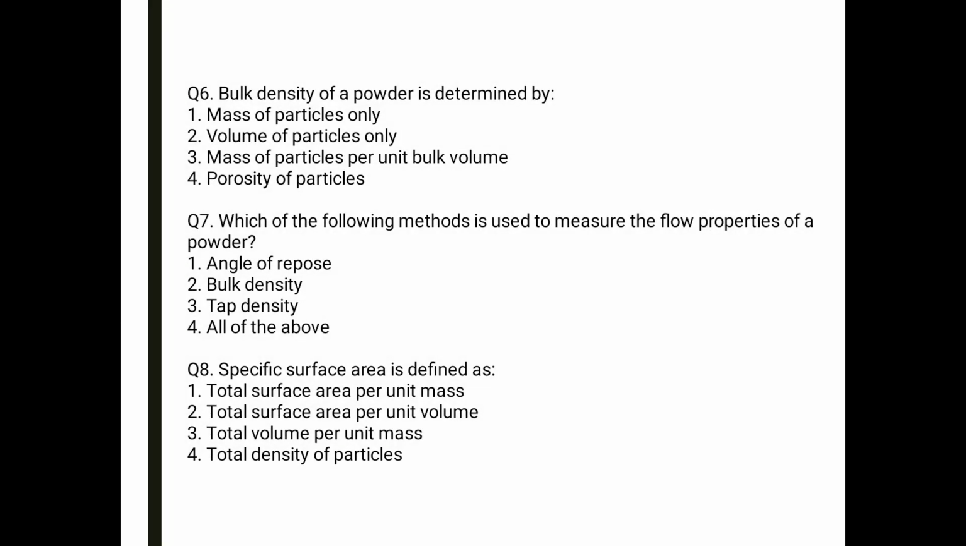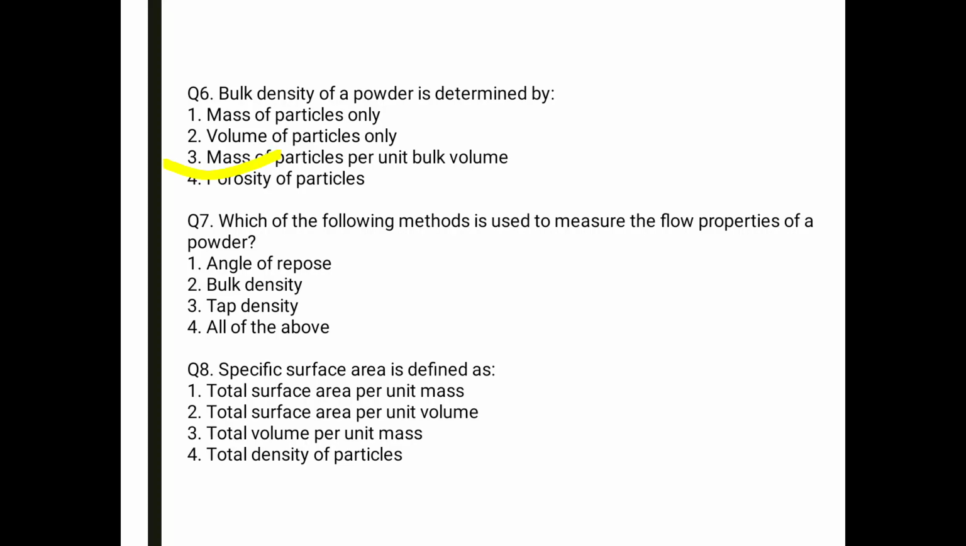Next, bulk density of powder is determined by: first, mass of particle only; second, volume of particle only; third, mass of particles per unit bulk volume; and fourth, porosity of particles. So third, mass of particles per unit volume, is the correct answer.